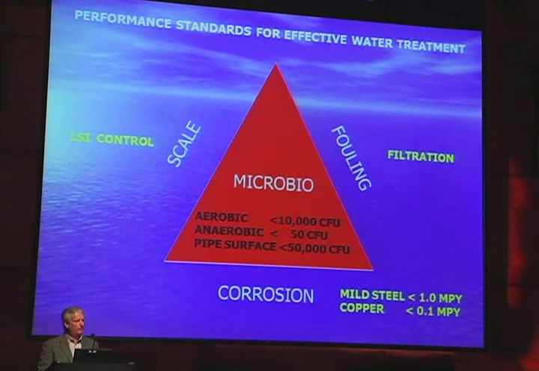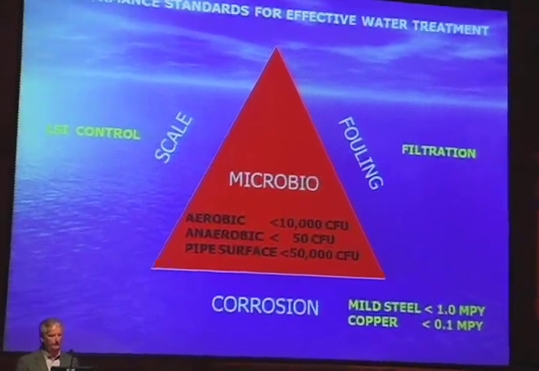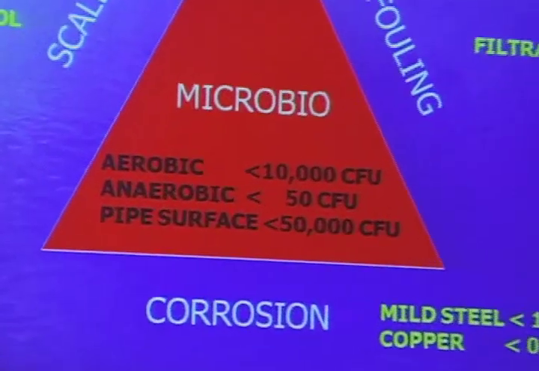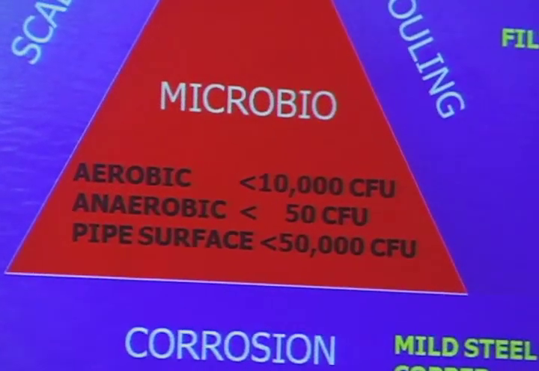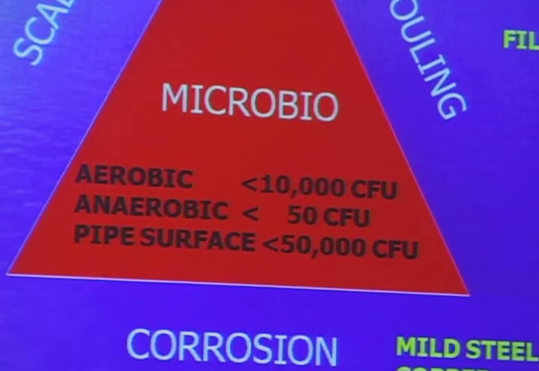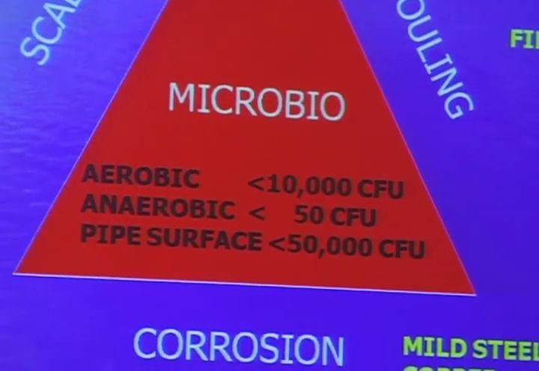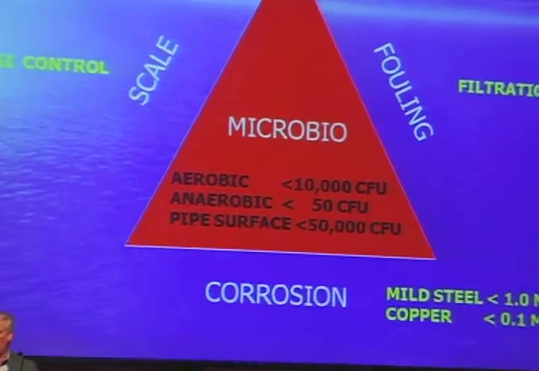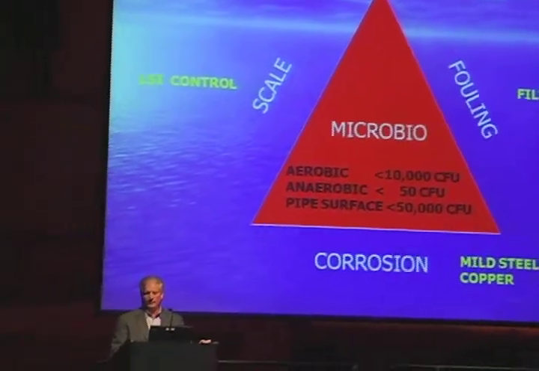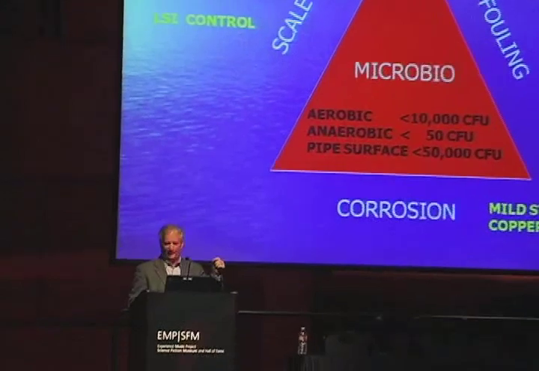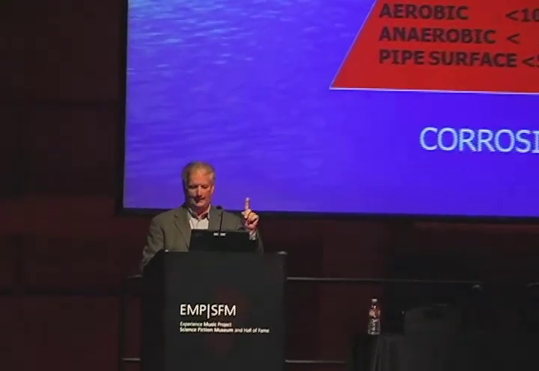The microbiome, we pretty much have the parameters set: general aerobic bacteria at 10,000 colony-forming units, anaerobic less than 50 colony-forming units, and pipe surface bacteria less than 50,000 colony-forming units. Just to give you an example what 10,000 CFU means, this is actually 10,000 bacteria cells per milliliter of water. Okay, so you guys know an eyedropper. If you take 2 drops out of an eyedropper, that's 1 milliliter. In there, it has to be less than 10,000 bacteria. So you see, we're not asking for sterile water, but we don't want bacteria to be out of control.